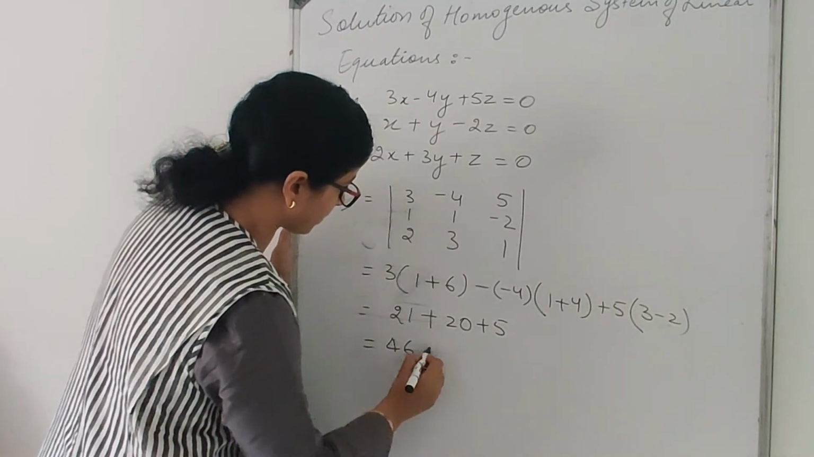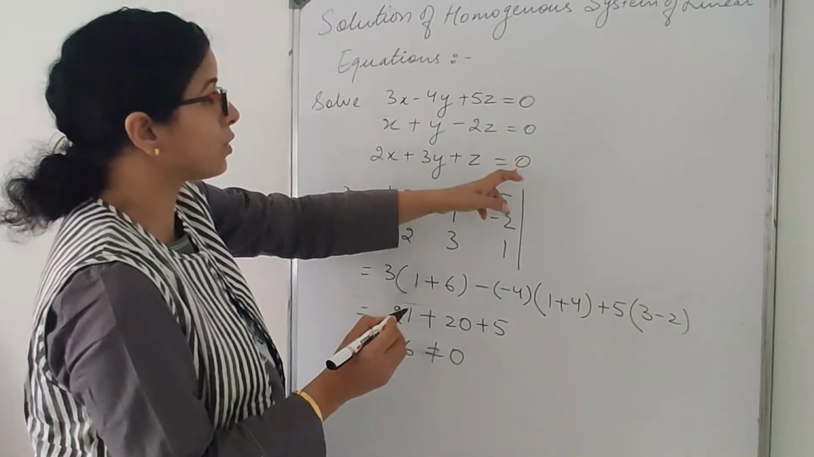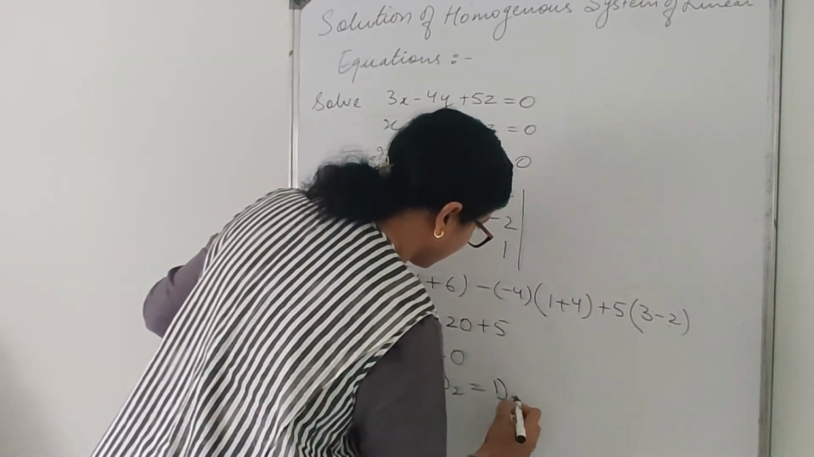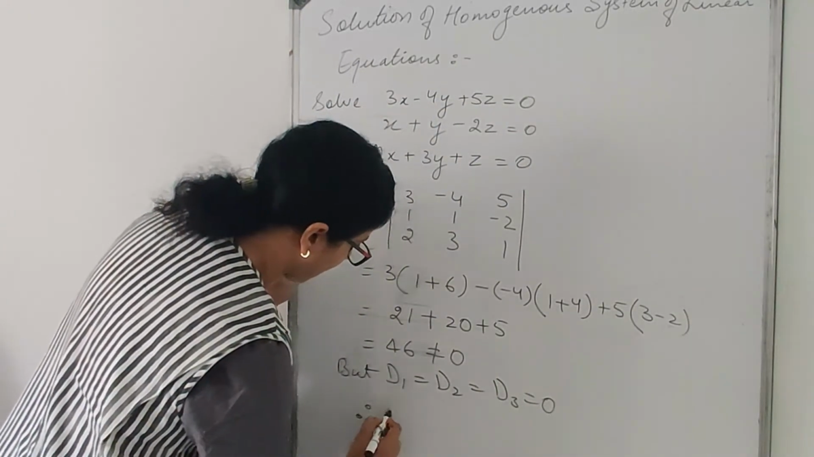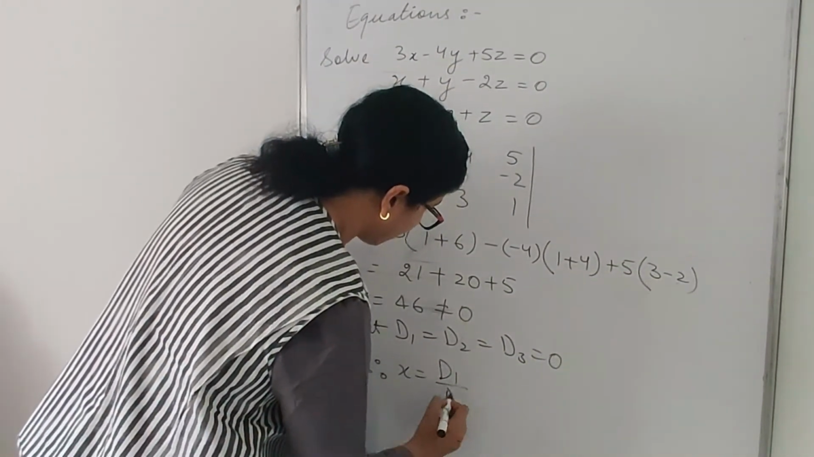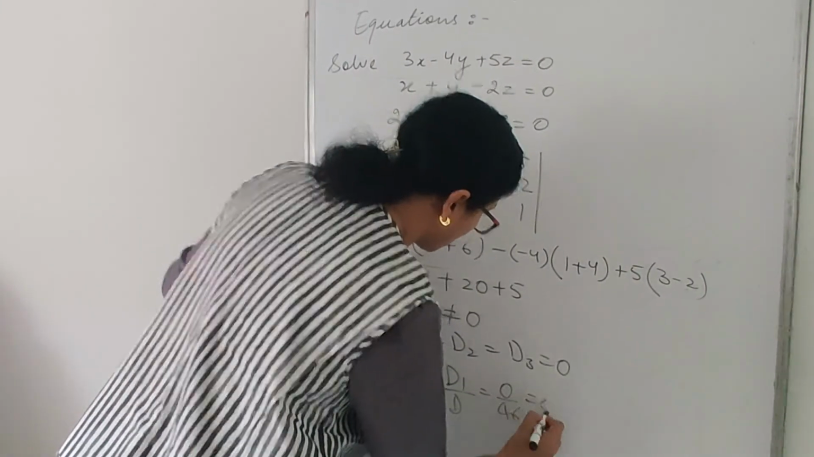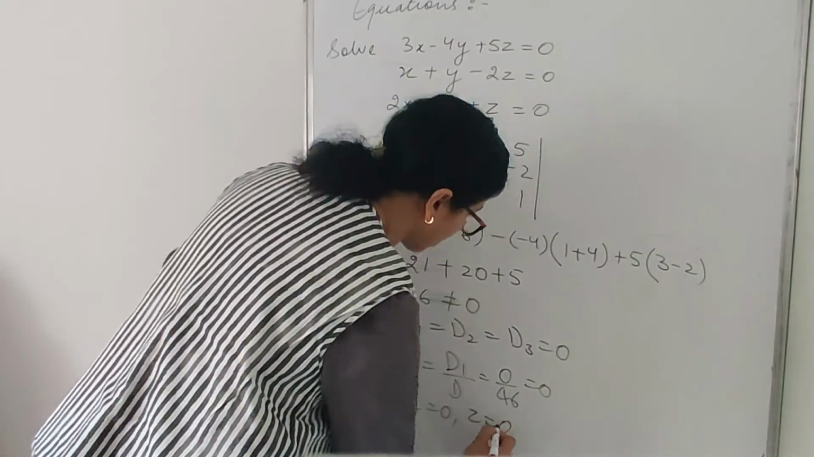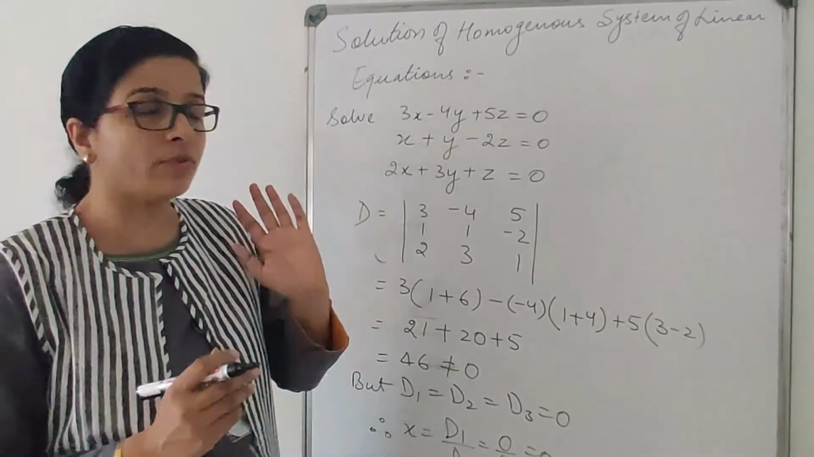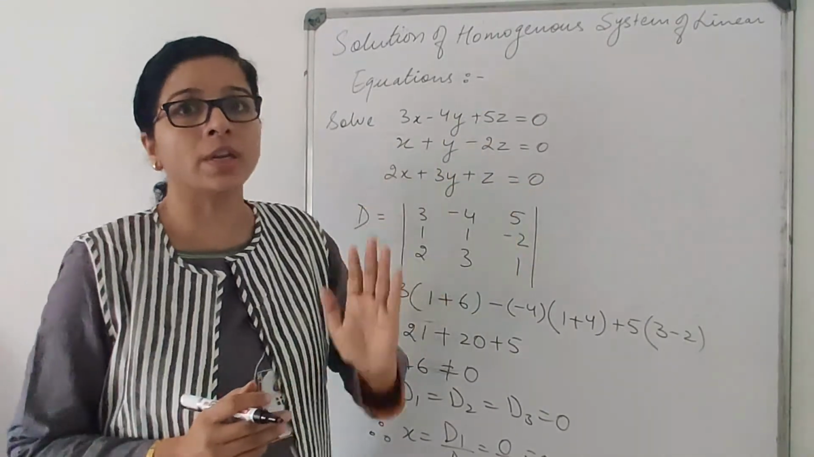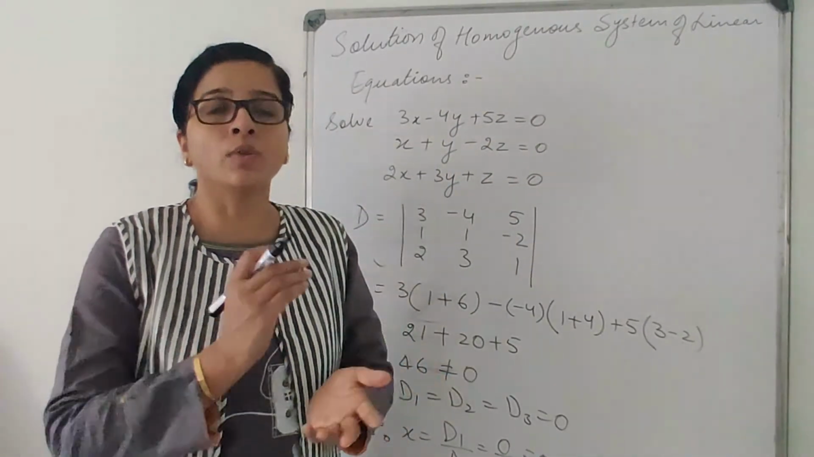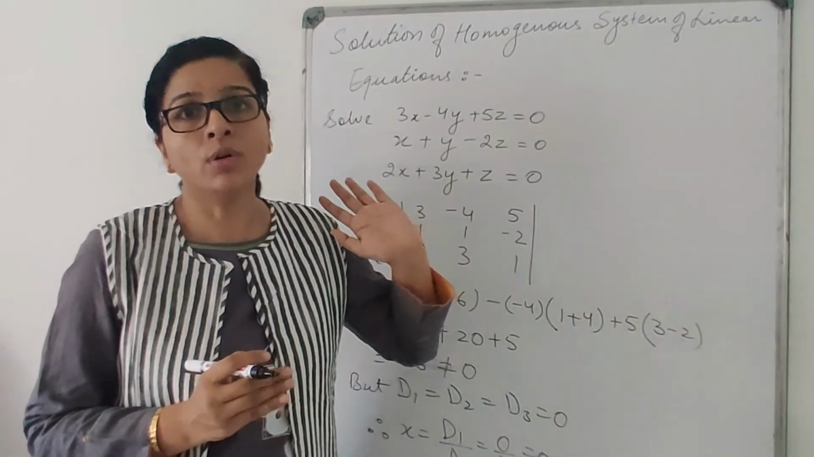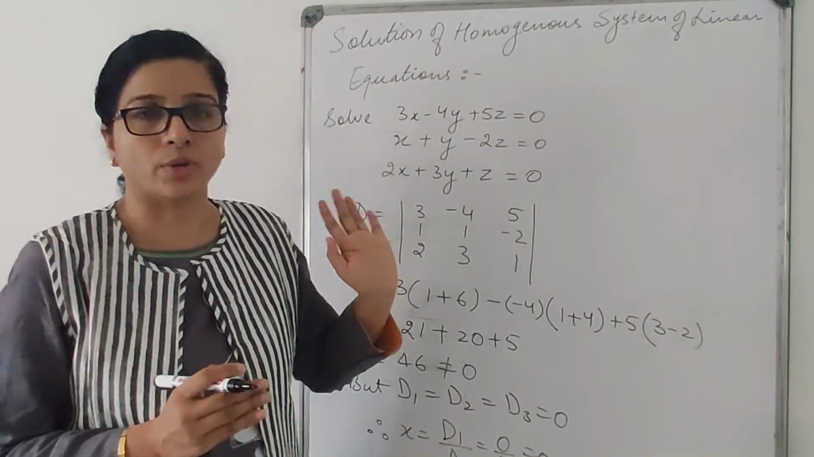So what will be the value of D? We are getting 46, which is not equal to 0. Constant terms are 0, so the values of D1, D2 and D3 are 0. Hence, x will be equal to D1 by D, meaning 0 upon 46, which is equal to 0. So we are getting a trivial solution for x, y, z. So y will also be 0 and z will also be equal to 0. Is that clear? If in a homogeneous system of equations your D is not equal to 0, you will always get a trivial solution, that x, y, z are all equal to 0.